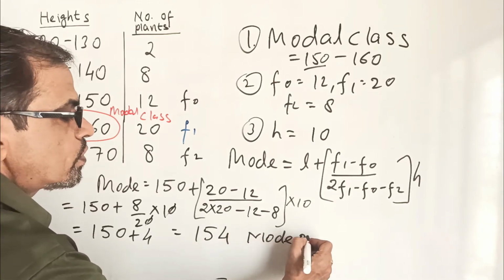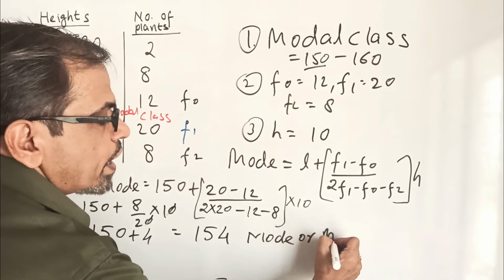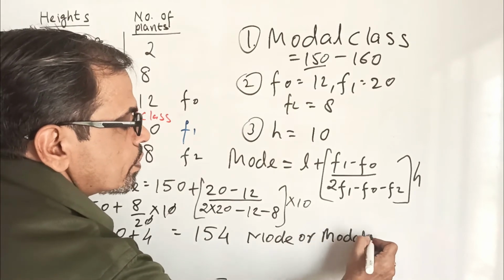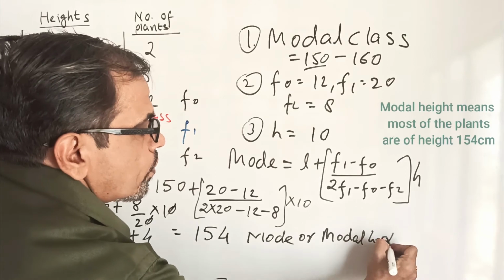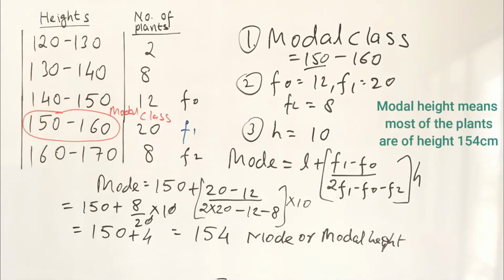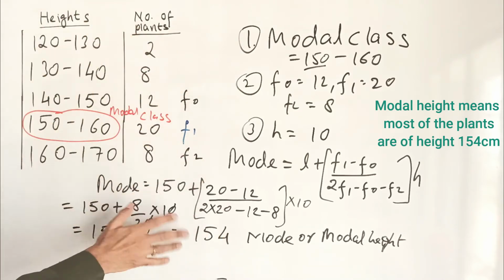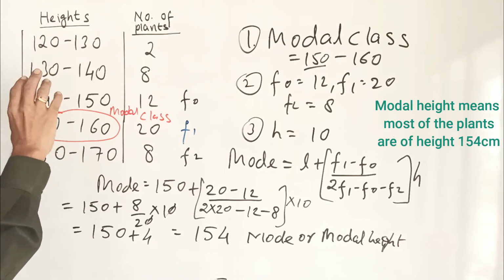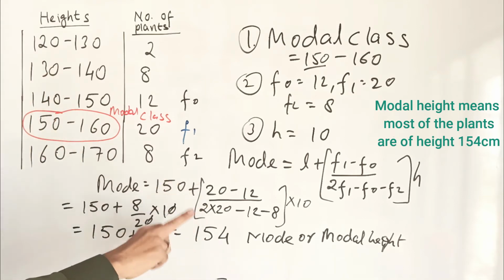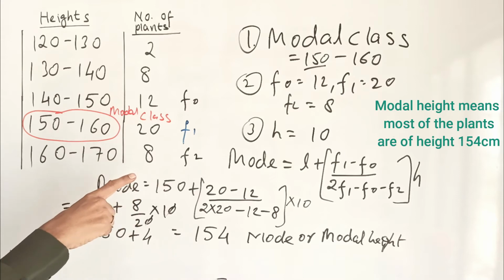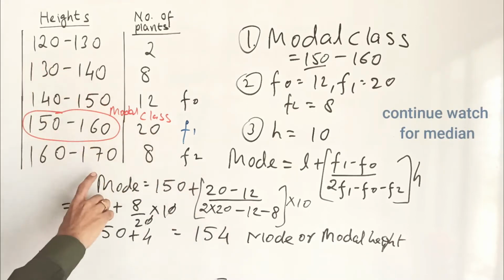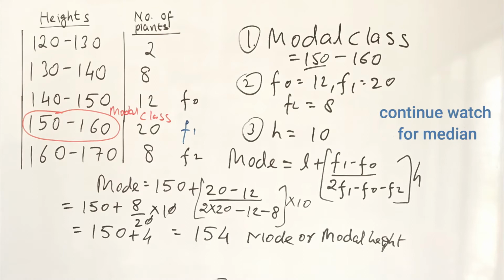You can write mode or modal height of the plant. So what does it mean? See, you should understand the practical meaning of the mode. What is the significance of mode? It means that in that plantation area or in the park, there are maximum plants of height 154 centimeter. Listen, very important. There are maximum plants of size 154 centimeter.